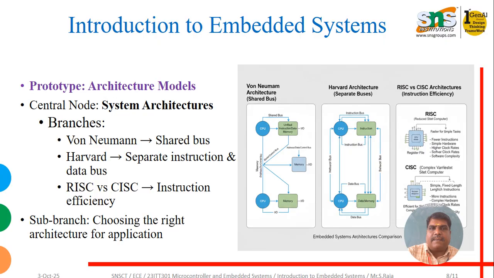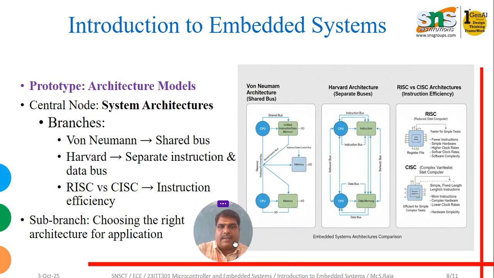Next, the important part is the prototype. Prototype is based on architecture models. Here are given 3 architecture models. One is the von Neumann architecture, which uses a shared bus. Second is the Harvard architecture, which has separate buses. Then the third is the RISC-CISC architecture, where both are based on instruction efficiency.